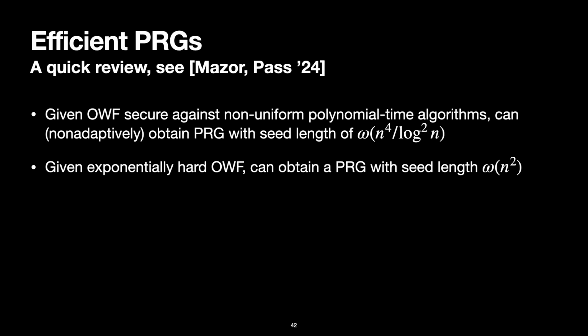Very briefly, a very quick overview of the state of the art of PRGs. If we have a one-way function that's secure against non-uniform polytime algorithms, we can non-adaptively obtain a PRG with seed length approximately n to the fourth over log n squared. Given an exponentially hard one-way function, we can obtain a PRG with seed length n squared.